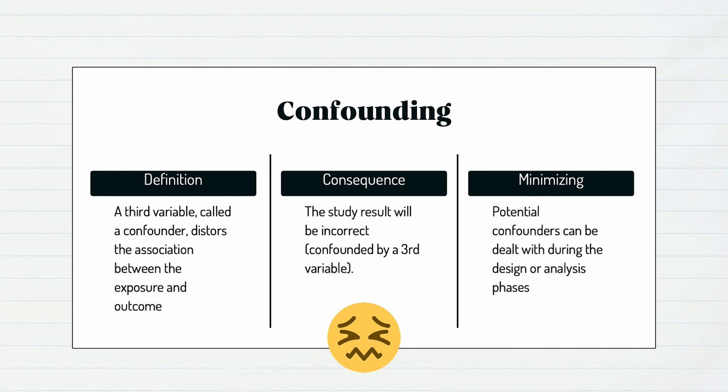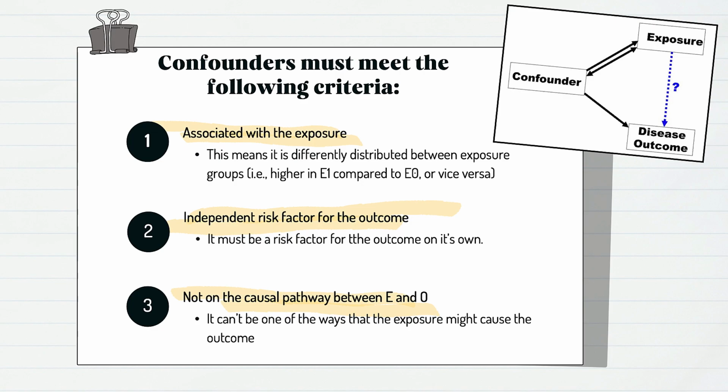Confounding can be minimized by employing strategies during the design or analysis phases of the study. In order for a variable to qualify as a confounder, it must meet these 3 criteria. So if you're wondering, is this third variable a confounder of the exposure-outcome relationship, ask yourself whether it meets these 3 criteria. If it does, it could potentially be a confounder.